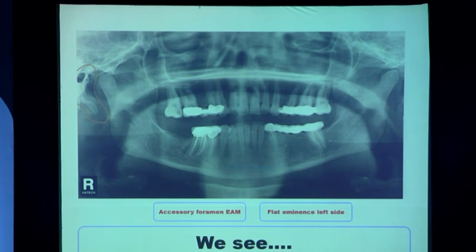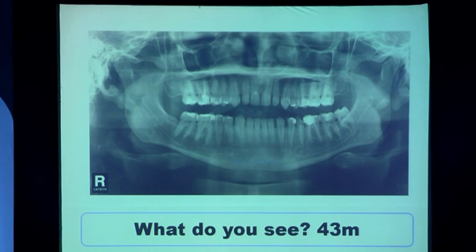Okay, 43-year-old female, again with limited mouth opening, but stiffness in the right ear, pain in the right ear. She's not able to sleep on the right side of her face. These are the clinical features, okay, and this is the radiograph. And what is it that you see? The patient says, I cannot sleep on the right side of my face. It pains whenever I sleep on the right side of my face.